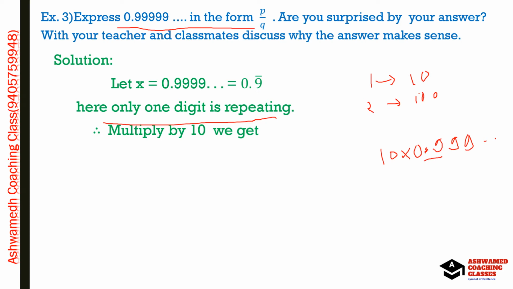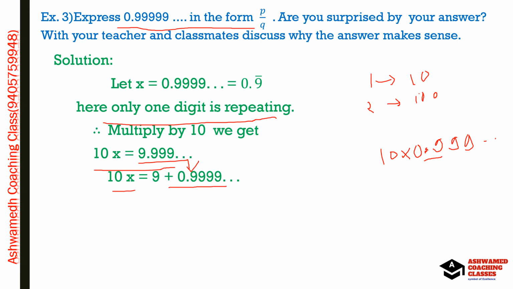Now one digit is before the decimal, so 10x is equal to 9.999, isn't it? Because we just multiplied by 10. We can write this 9.999 like this: 9 plus 0.999. But 0.999 is nothing but x, as we have assumed. So therefore 10x is equal to 9 plus x.